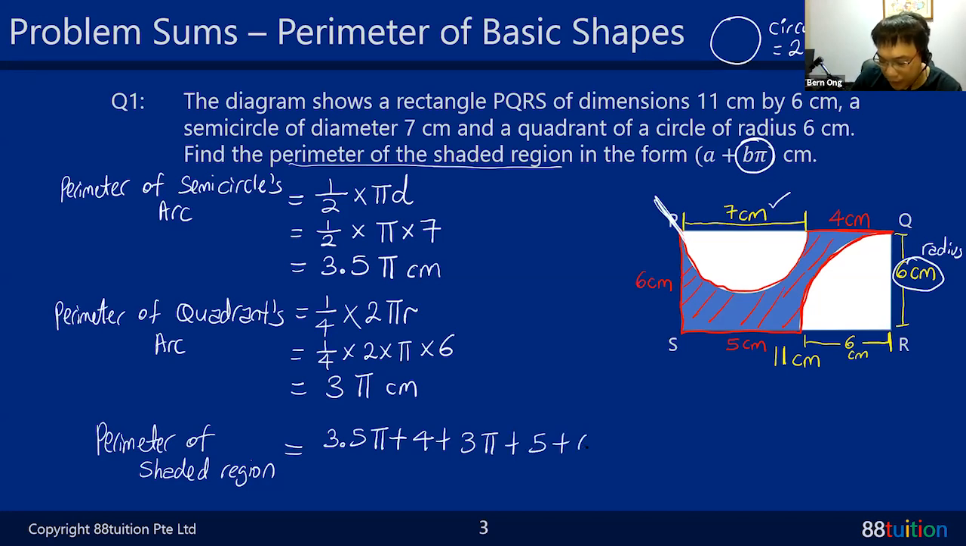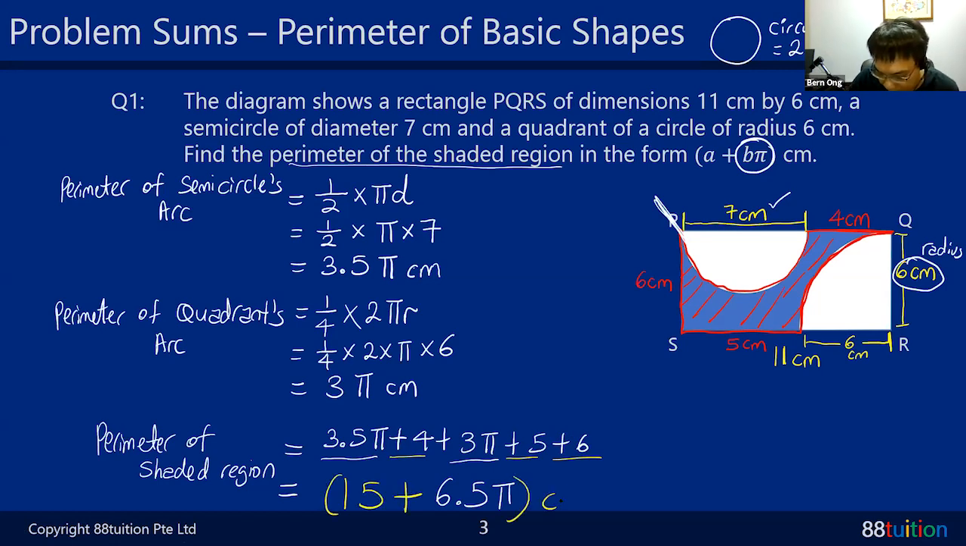So I go in one direction, like primary school. Whatever you learn in primary school can still apply down here. The pi and pi you can add together, they are the same family, right? 3.5 plus 3 is 6.5 pi. Then the numbers: 4 plus 5 plus 6. 4 plus 6 is 10, 10 plus 5 is 15. So you have 15 plus 6.5 pi cm.